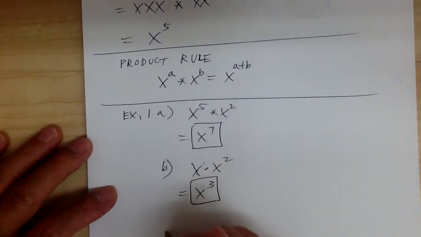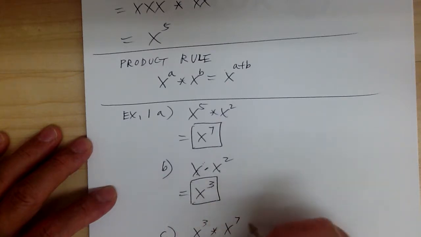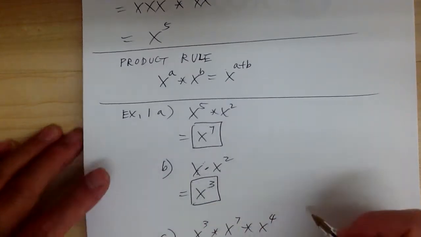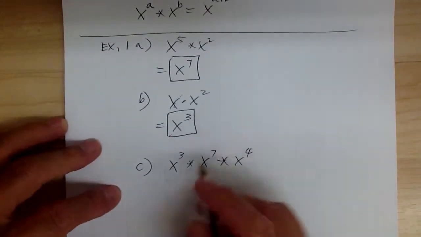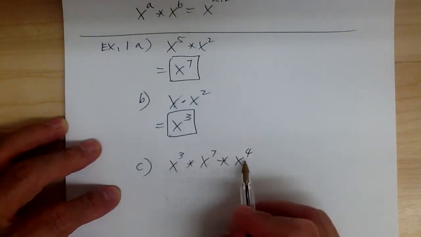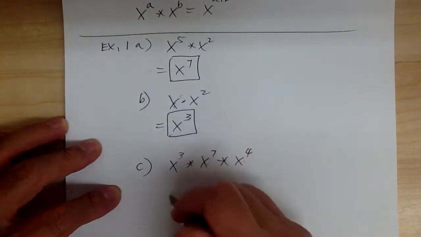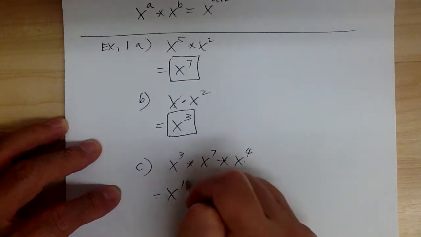Okay, let's go to c. You have x to the 3 times x to the 7 times x to the 4. So when you multiply, you add, right? There are 3 of these, 7 of these, and 4 of these. So all together, you're going to get x to the 14.